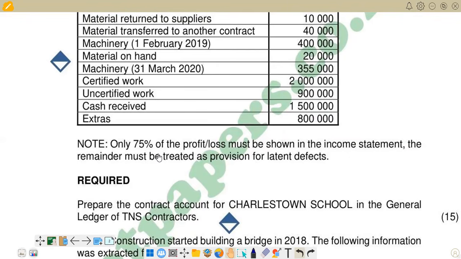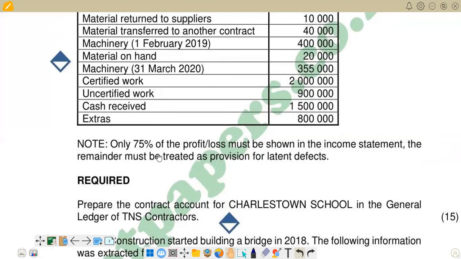These are points that you have to take note of before you attempt the question, because they are going to lead you to the solution required. If you look at this note, it's saying 75% of the profit or loss must be shown in the income statement. So what it means is, after completing this account, we are going to have a balance. We are not going to write it as a balance sheet in a normal T account that we know. That balance, you're going to calculate 75% of that balance.